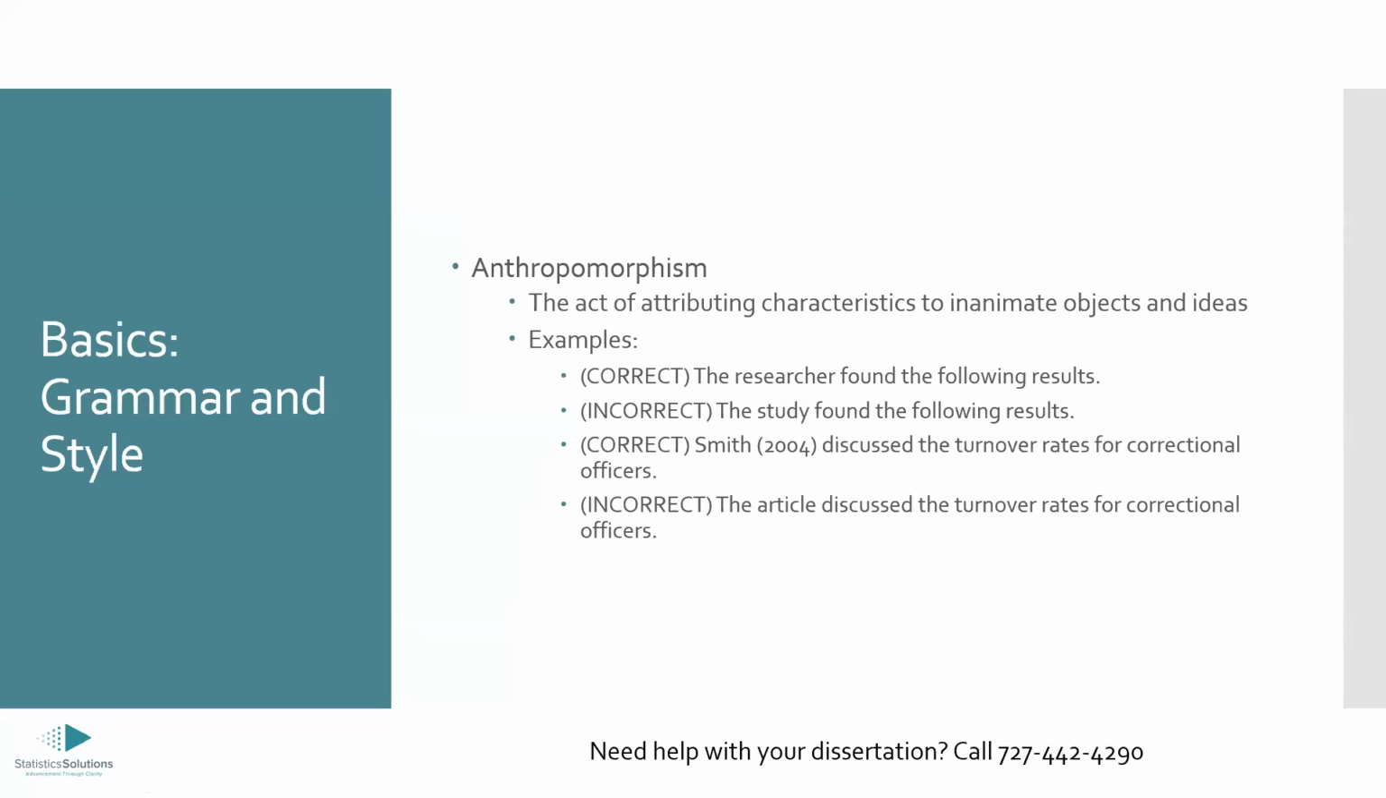So you also want to avoid anthropomorphisms, meaning that you avoid speaking as if the study has found something, or that an article has discussed something. Basically, what this means is you want to avoid attributing characteristics to inanimate objects or ideas. So instead of saying the study found the following results, you would say something along the lines of the researcher found the following results. Or instead of saying the article discussed, you would use the researcher's name or maybe an article title and say Smith 2004 discussed this instead.